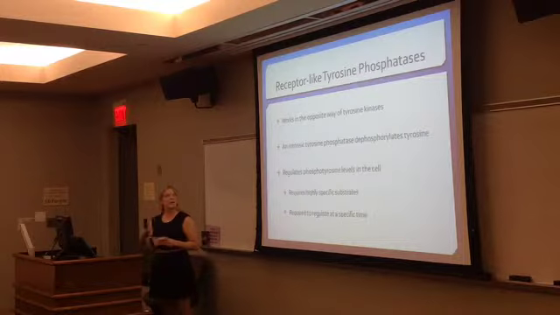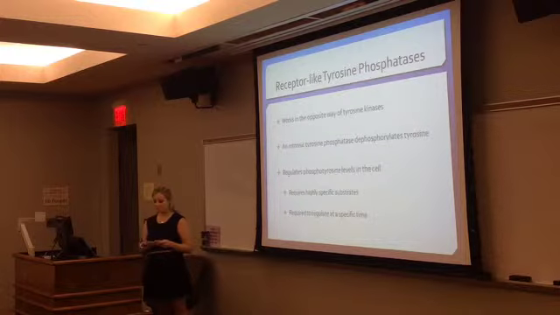Another enzyme-linked receptor is receptor-like tyrosine phosphatases, and these work in the opposite way of receptor tyrosine kinases. They work through an intrinsic tyrosine phosphatase that dephosphorylates tyrosines. Receptor-like tyrosine phosphatases are regulated to act at a specific time, so they don't continually counteract what the receptor tyrosine kinases are doing.